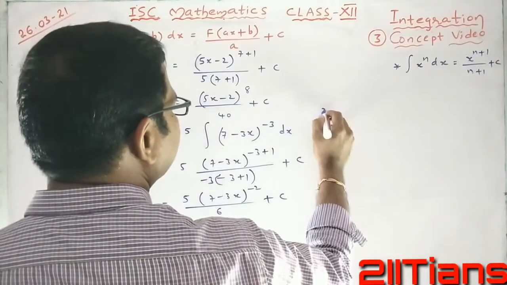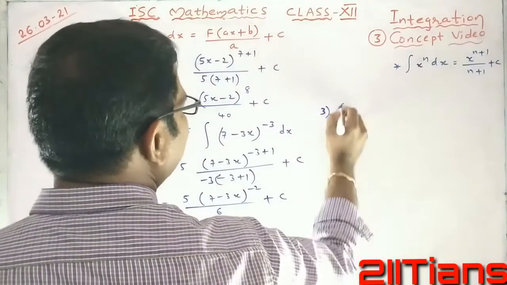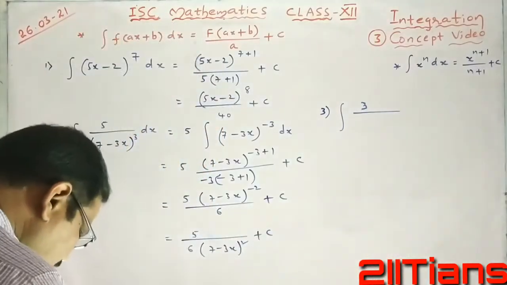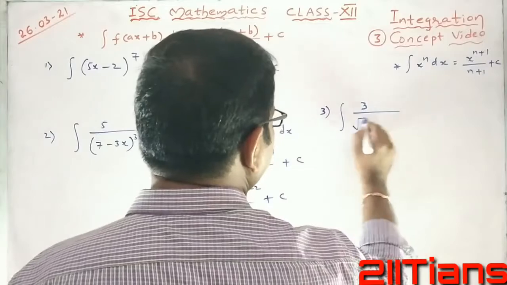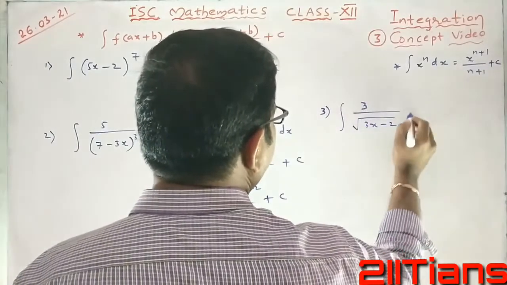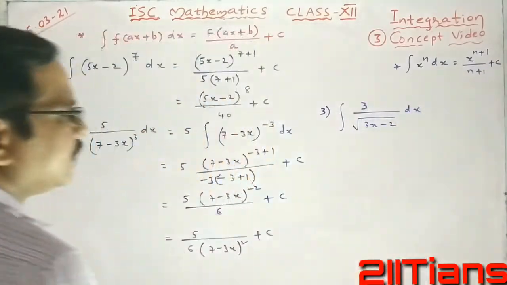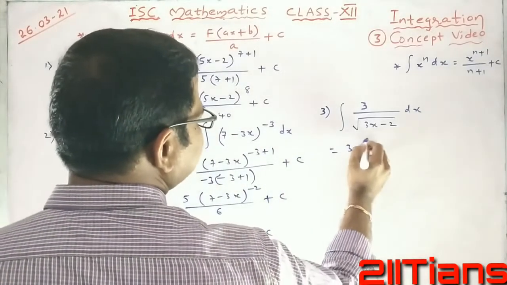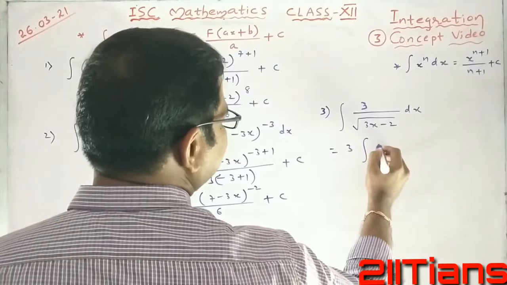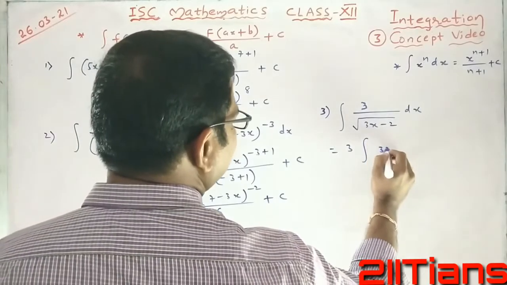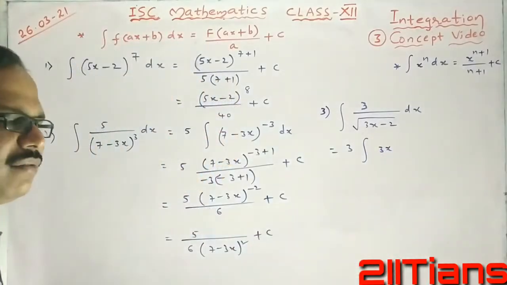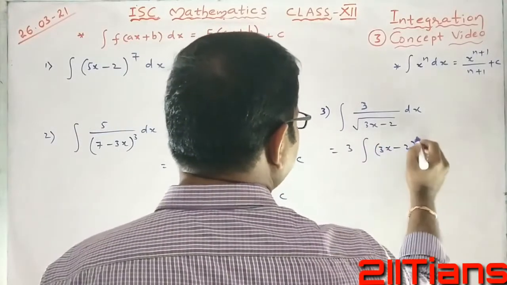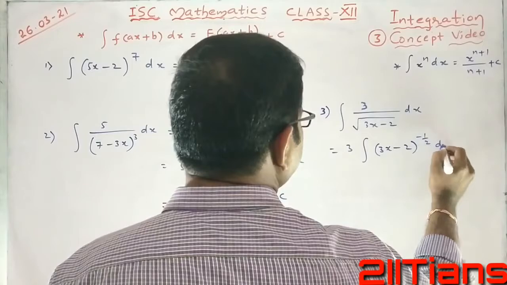Similarly, if you have like this, 3 by root of 3x minus 2 dx. Suppose if you have like this, what to do? 3 keep aside. I will bring this term into the numerator. So square root means what do you have? 1 by 2. So if it comes to the numerator, minus 1 by 2 dx.